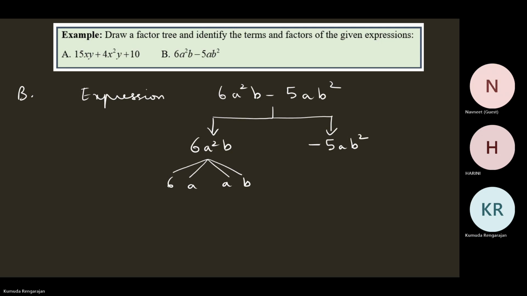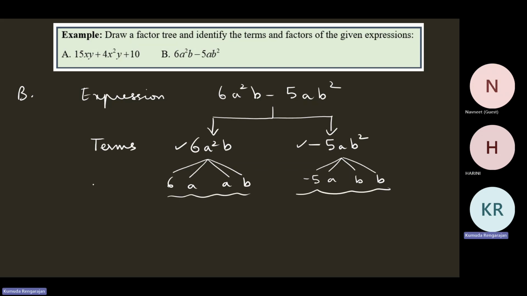Okay. And here, how many branches? 4. Minus 5, A, B, B. 4 again. 1, 2, 3, 4. Minus 5, A, B, B. So these are the terms. This one and this one are the terms. So we should write terms here. And these are the factors. So you must write factors here.